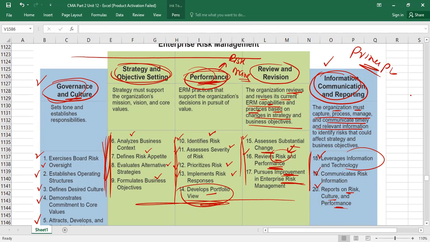So these are five components and their principles. Okay, guys, five components have 20 principles. So I suggest you remember these components first and inside them their principles. Mainly, sometimes they ask the question, which principle falls under which component. Okay, guys.